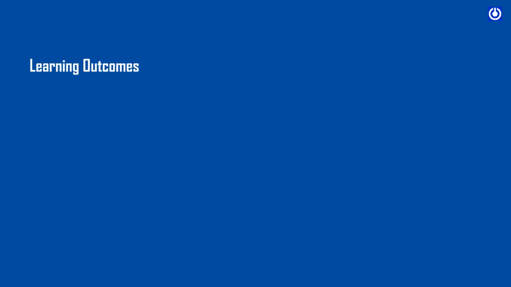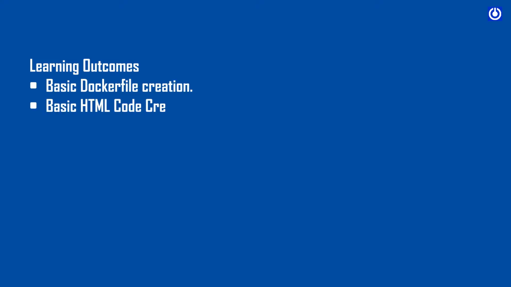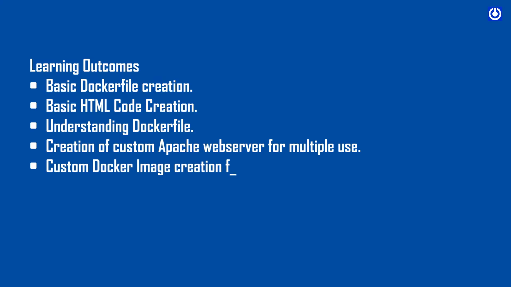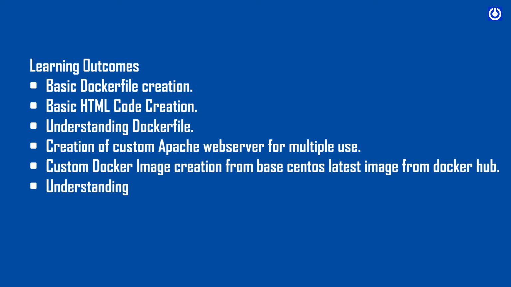Learning Outcomes. Basic Dockerfile creation. Basic HTML code creation. Understanding Dockerfile. Creation of a custom Apache Webserver, for multiple use. Custom Docker image creation, from the base CentOS latest image, from Docker Hub. Understanding Docker daemon logs, for troubleshooting.